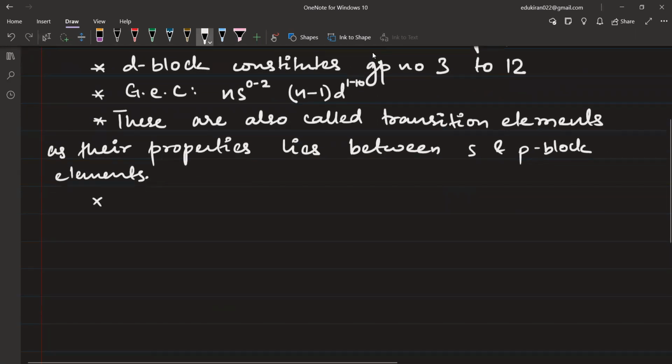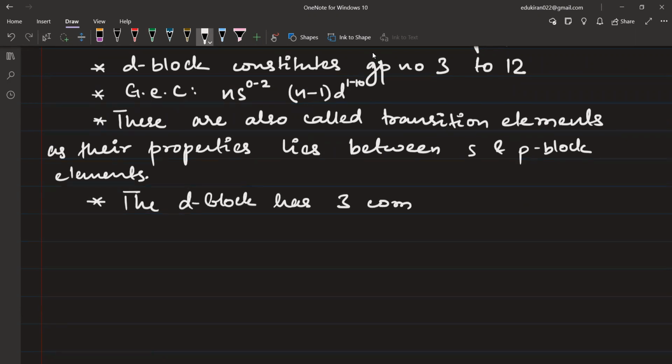You will write next. The D block has 3 complete rows of 10 elements. And then there is one incomplete row. We'll talk about what is that incomplete row after we have discussed these 3 complete rows.